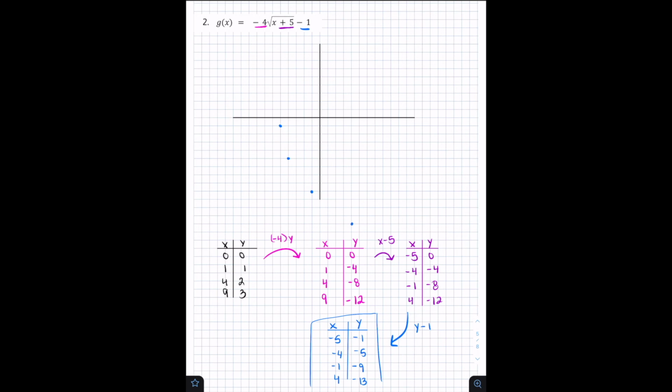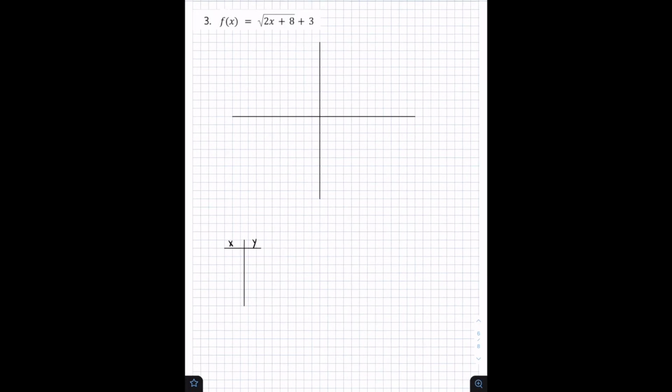That's all the way down here. And then that would be our radical function. Our function for number 3 is under the radical is 2x plus 8 and then plus 3.